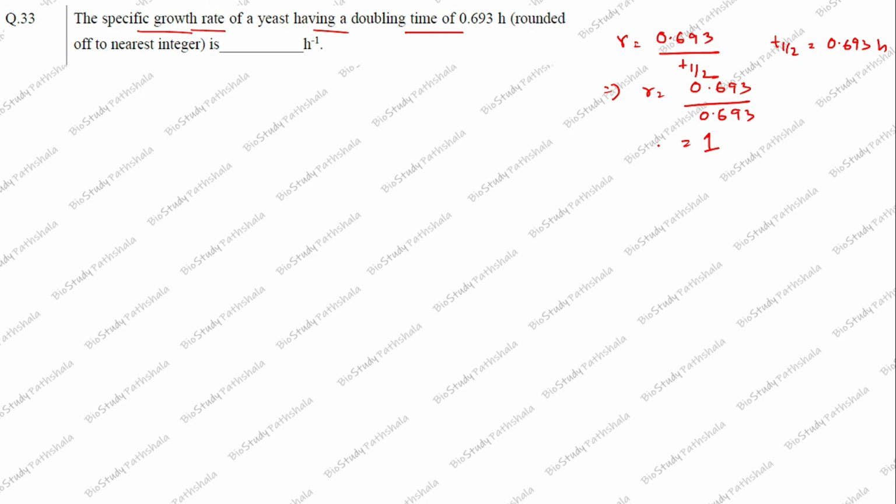Next is the specific growth rate of a yeast having a doubling time of 0.693 hour. So what will be the growth rate? We know a formula, that is R is equal to 0.693 divided by T half. Here T half is equal to 0.693 hour. So R will be 0.693 divided by 0.693, which is equal to 1. So the answer will be 1 per hour.